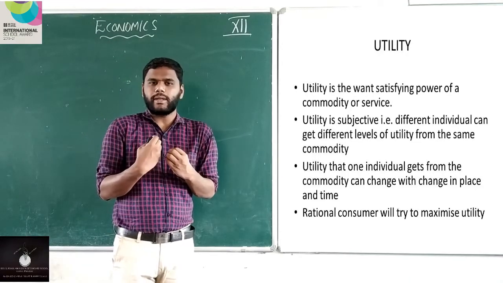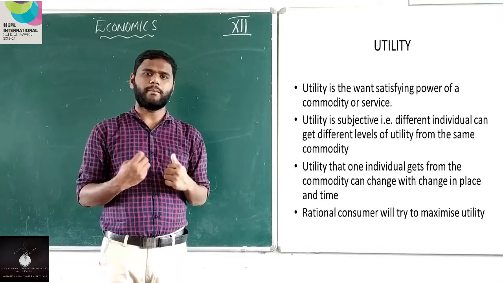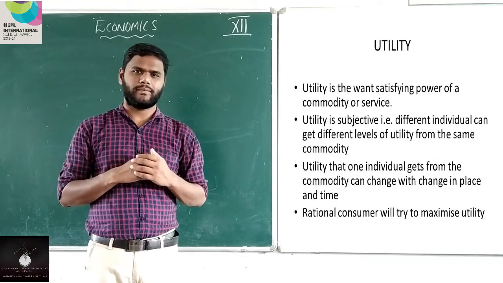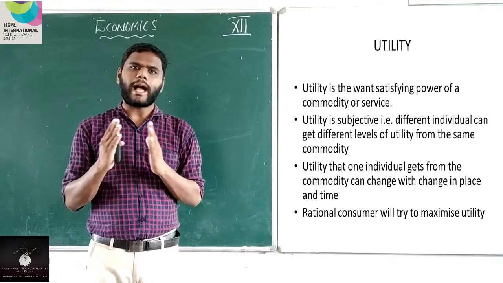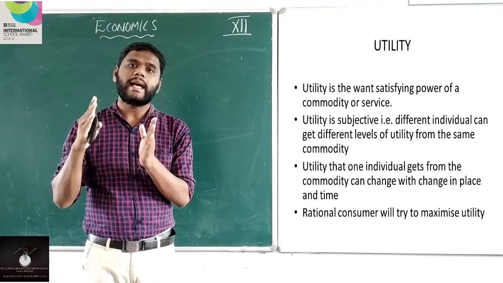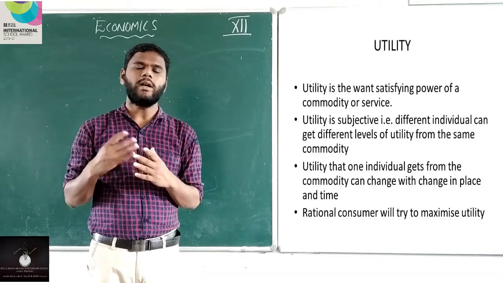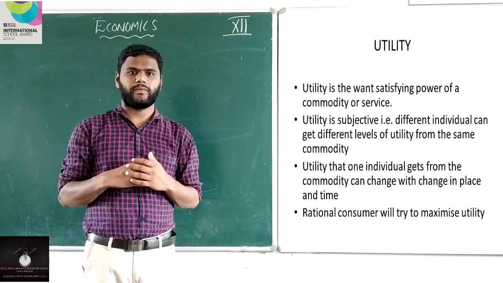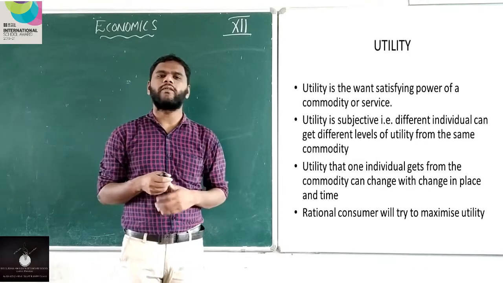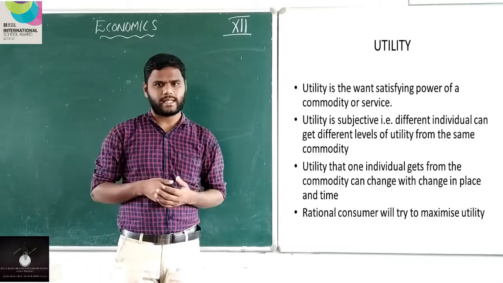Utility may change according to time and place. For example, consider the use of a heater in Jammu and Kashmir and in Rajasthan. If you compare, the utility of using a heater will be more in Jammu and Kashmir, because the place, time and climate require a heater. But Rajasthan is already a hot climate, so it doesn't require a heater. So utility differs with time and place. And a rational consumer will try to maximize utility. Every consumer will try to maximize utility, that means maximize the satisfaction level.